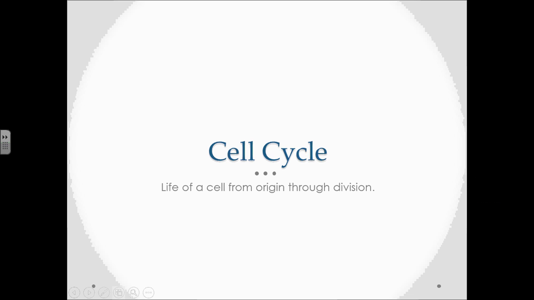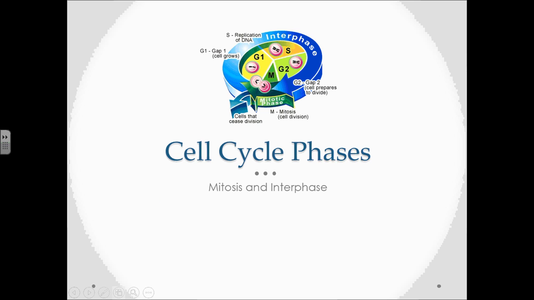The cell cycle is the life of a cell from origin through division. Some cells divide frequently, some do not. An example, your skin cells continually divide. Brain cells, not so much. The cell cycle consists of interphase and mitosis.